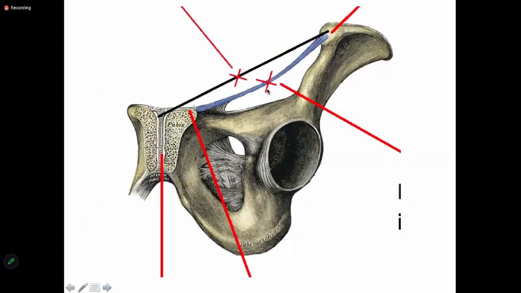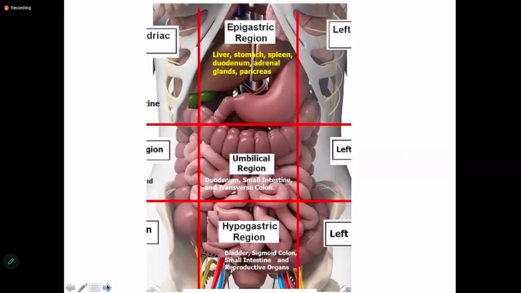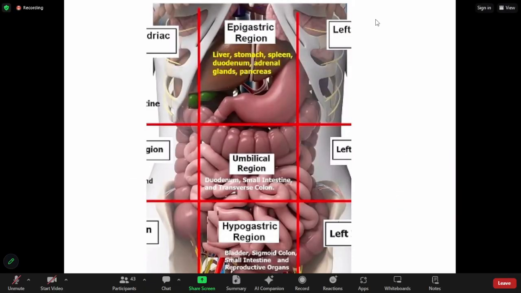So what we discussed, right? This is the midpoint of the inguinal ligament, and that is the mid-inguinal point. Okay, that's the pubic tubercle, right? And that space provides transmission of all the vessels and nerves from the abdomen to the lower limb. And this is the symphysis pubis. Right. So those are your 9 regions, right?